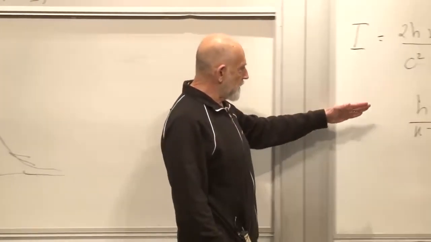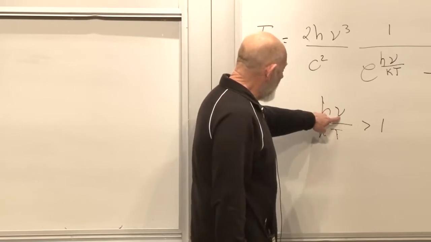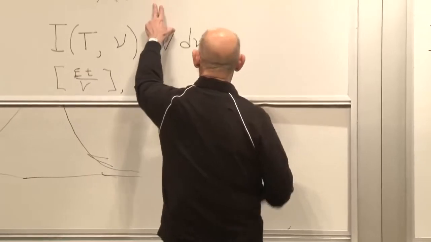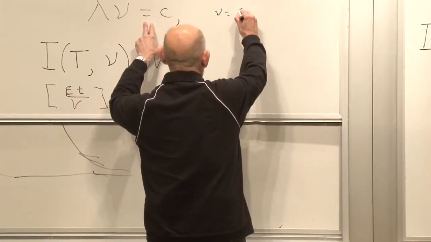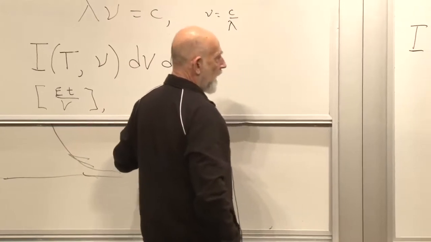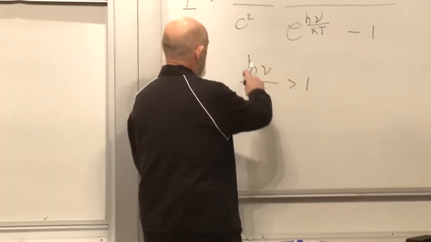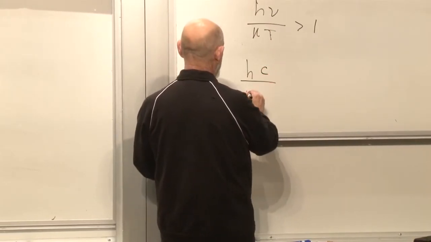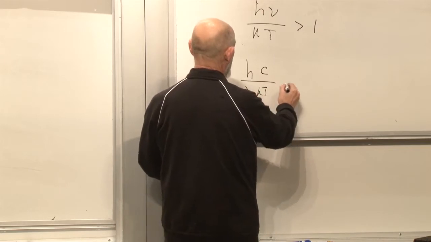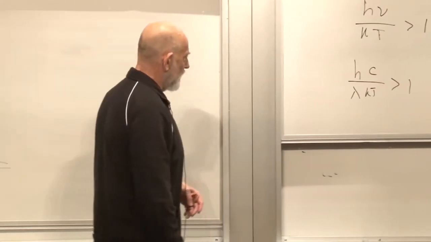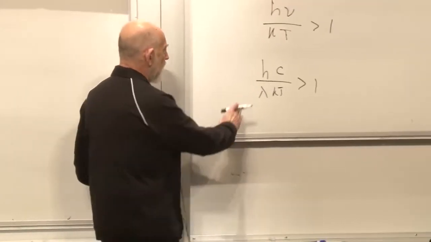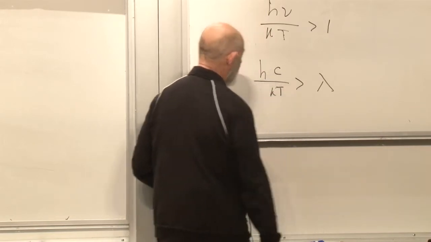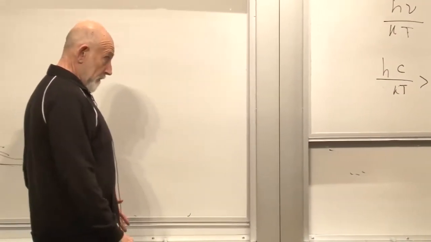This can be written in another way, incidentally. Let's write it another way. Instead of nu, let's remember that nu is equal to c over lambda. We could plug that in here. And this says h c over lambda is bigger than kT, or that lambda is less than hc over kT.